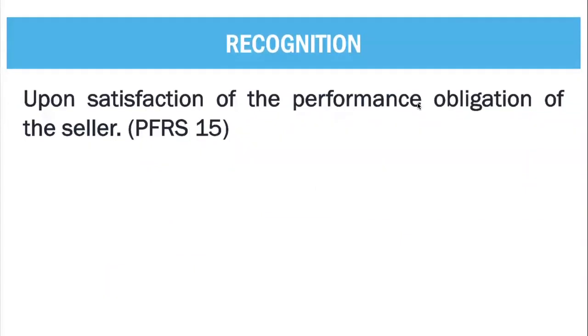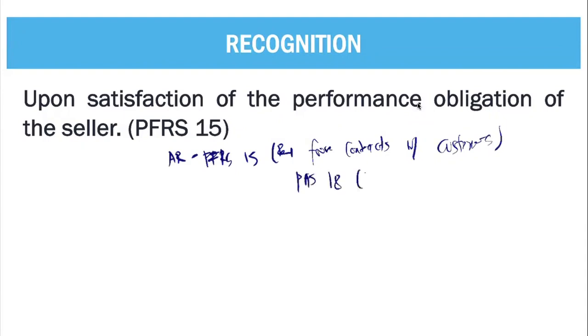Now, we look into your recognition. The recognition criteria is based on PFRS 15. Remember, in your accounts receivable, the recognition criteria also comes from PFRS 15. What is PFRS 15 again? PFRS 15 is your revenue from contracts with customers. If you still remember, this superseded your PAS 18, which is revenue. In AR, you have the five-step model of recognizing revenue, but mainly, this is for the seller.